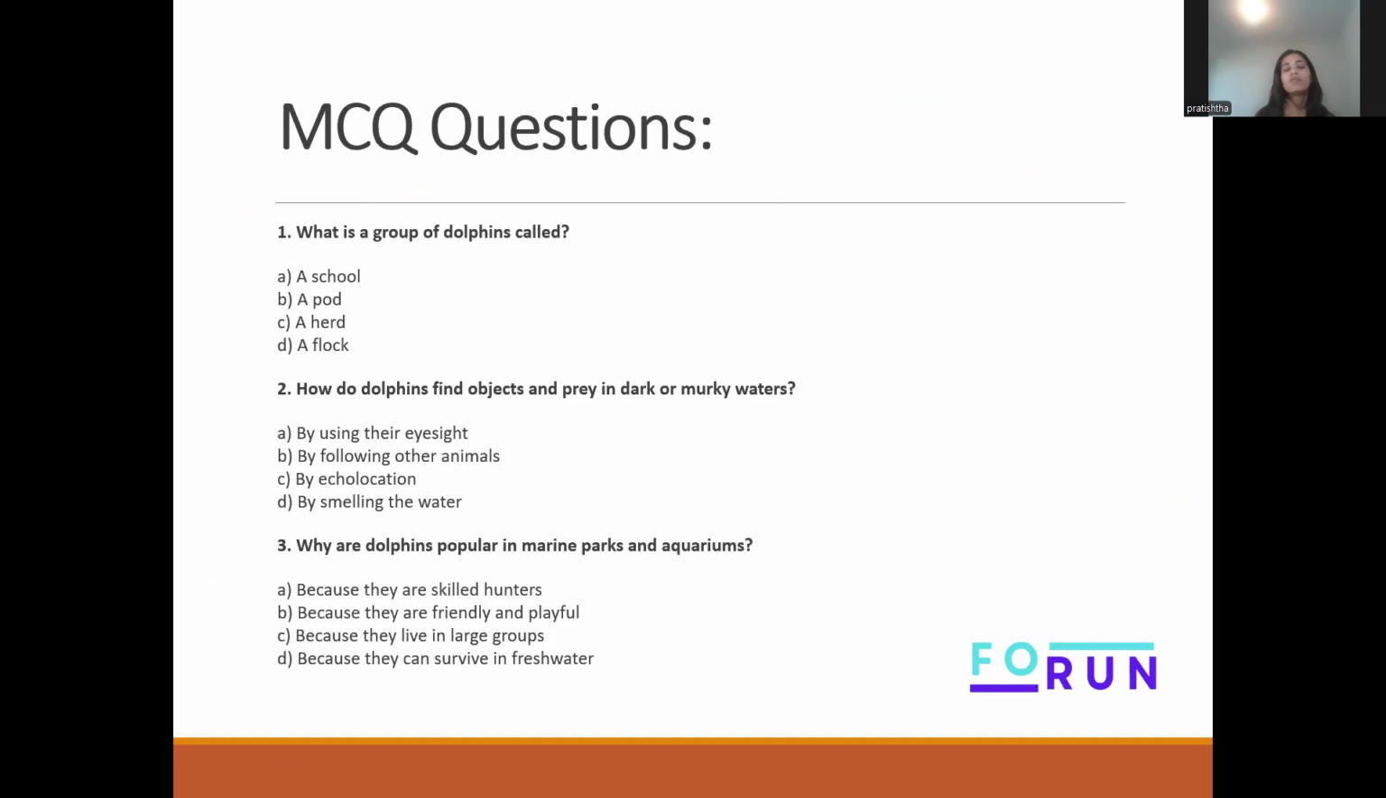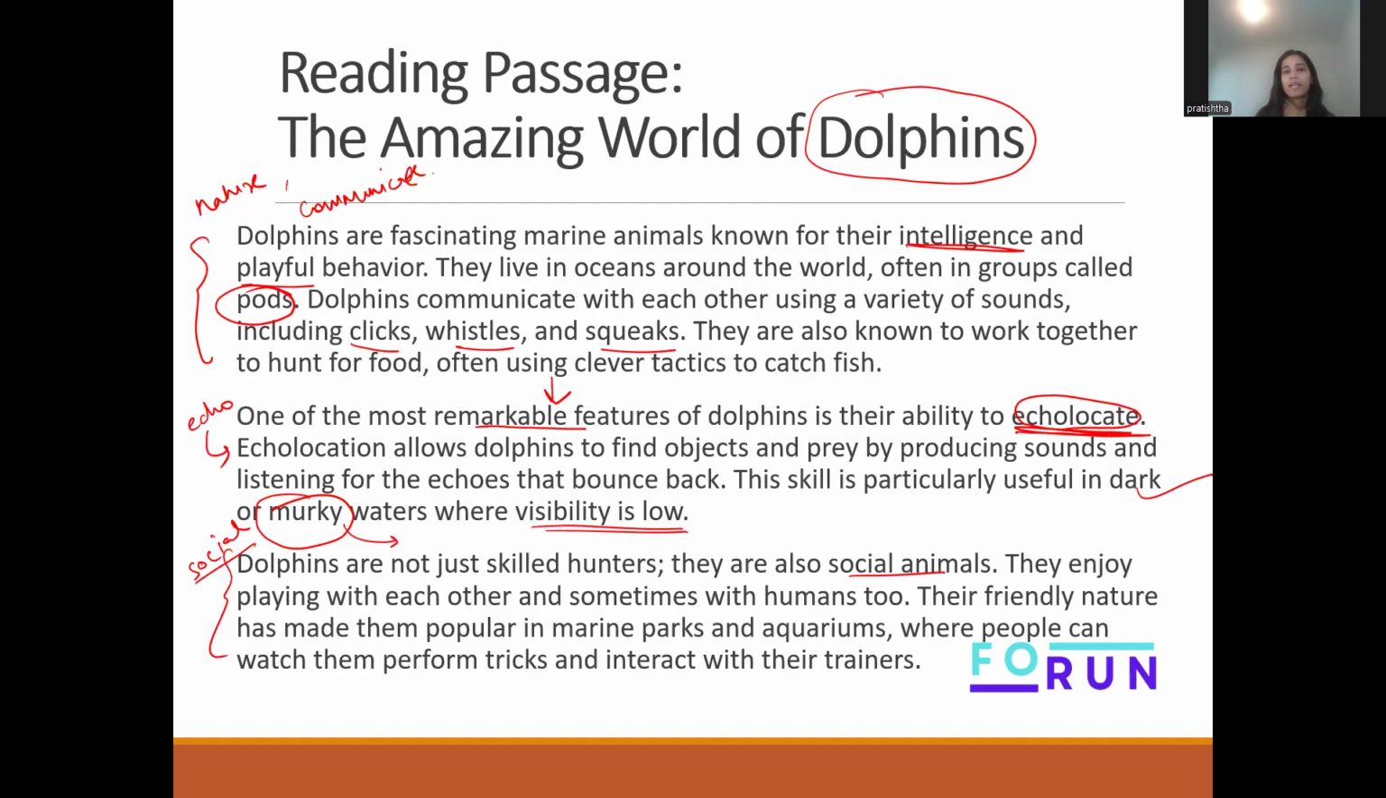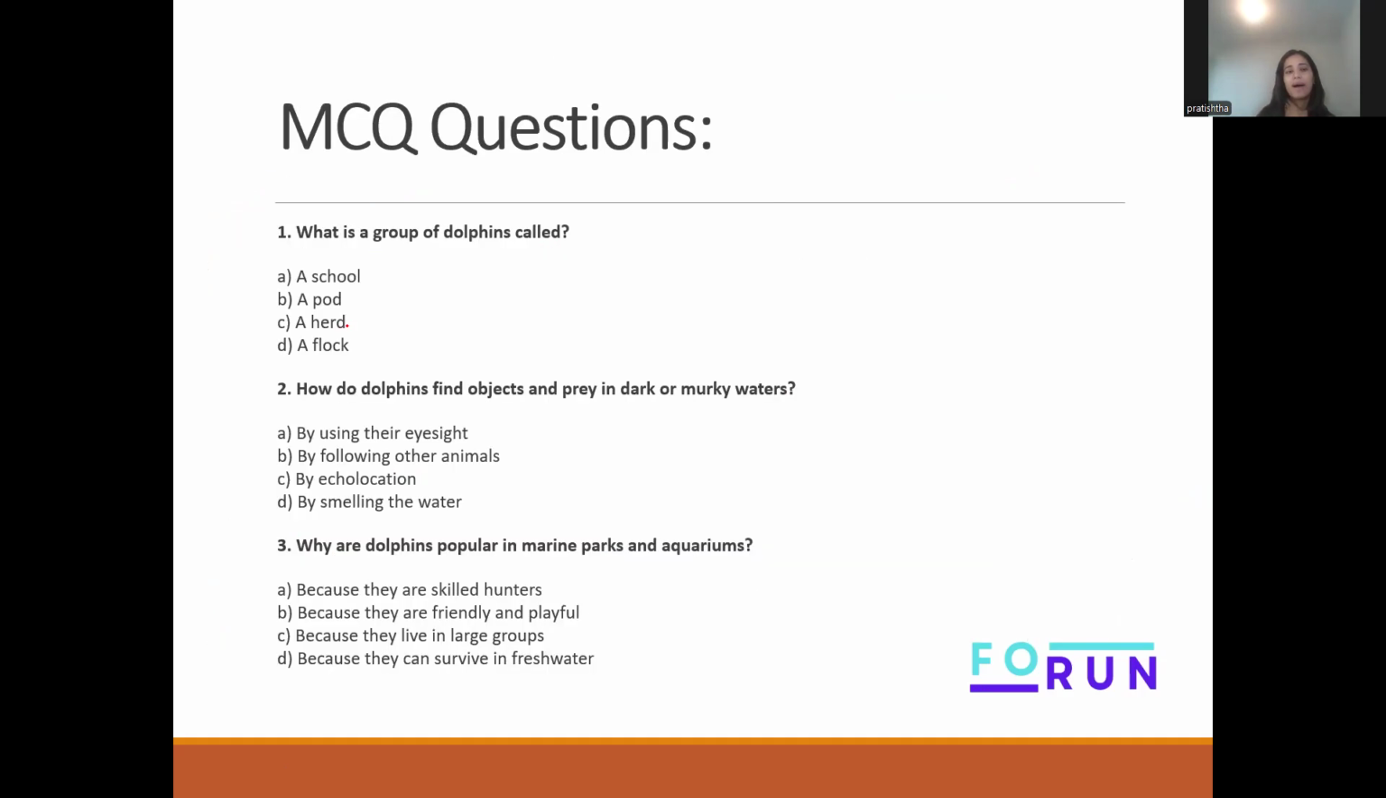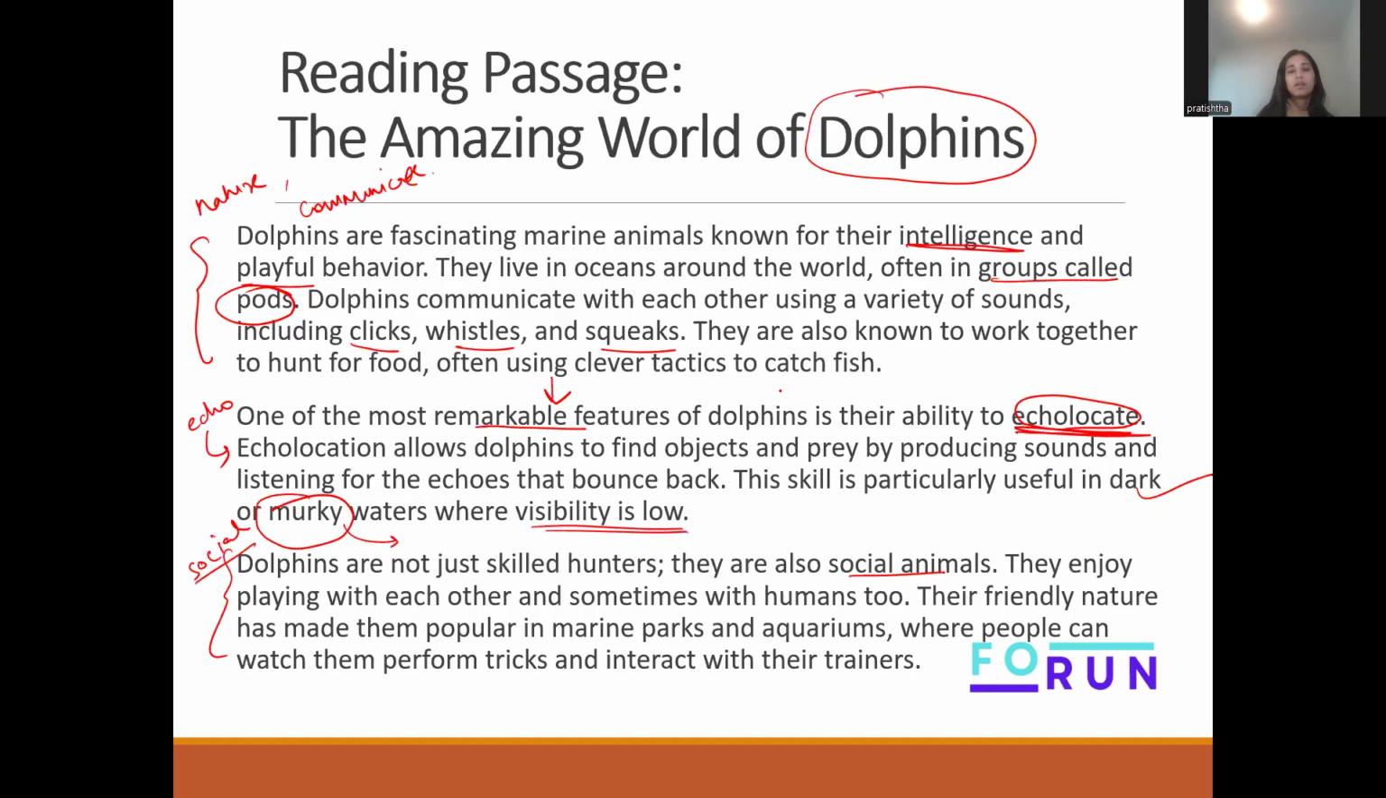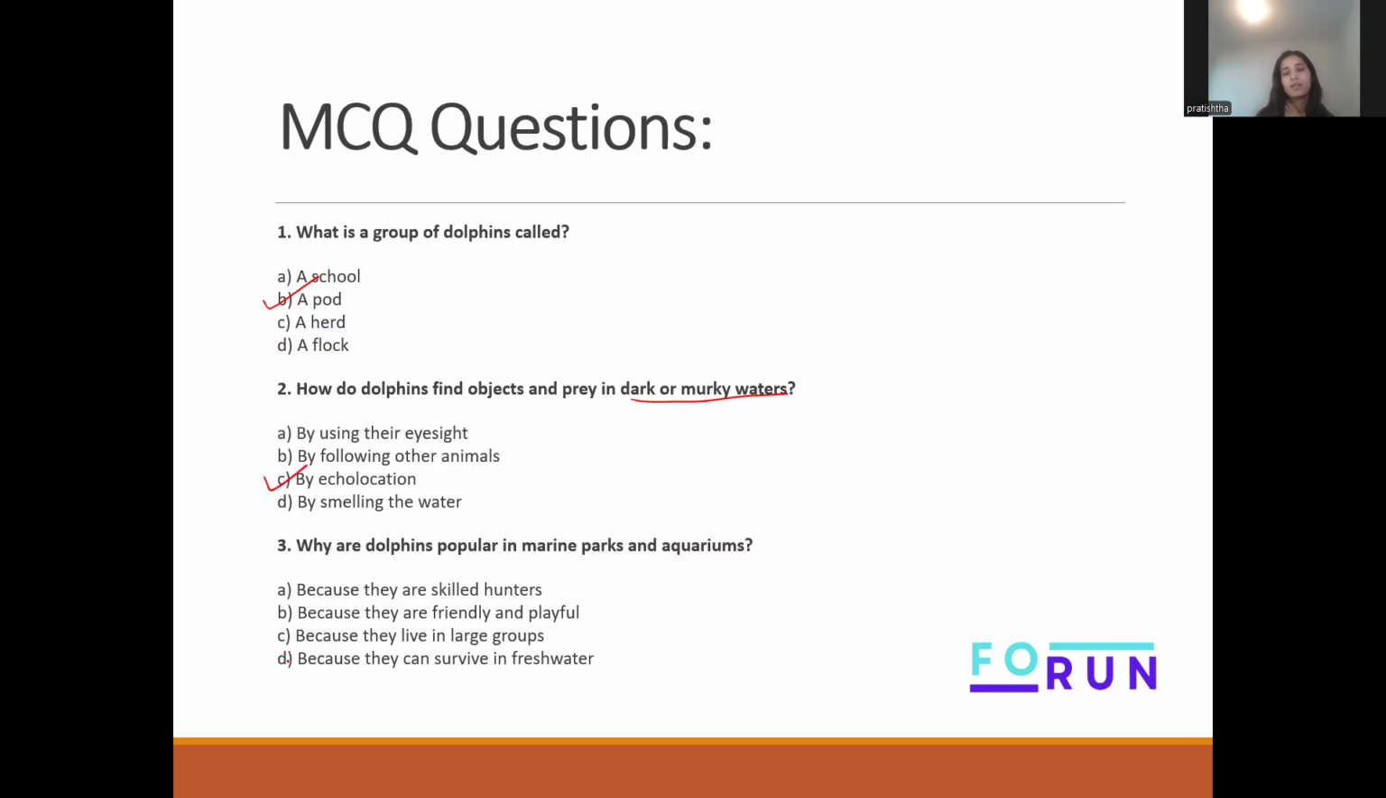So, what is a group of dolphins called? That is it. I have not read the options, but I remember that it was here in the first paragraph, groups called pods. So I can go back and click on this answer. How do dolphins find objects and prey in dark or murky water? I remember it was here in the second paragraph, and it was through echolocation. So by echolocation, I don't even have to read all the options and I will save time.